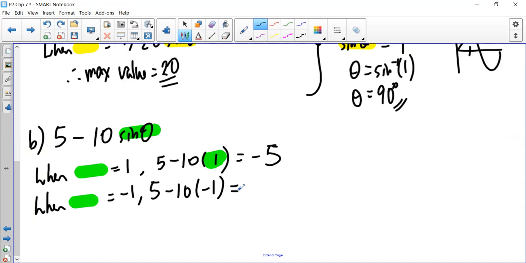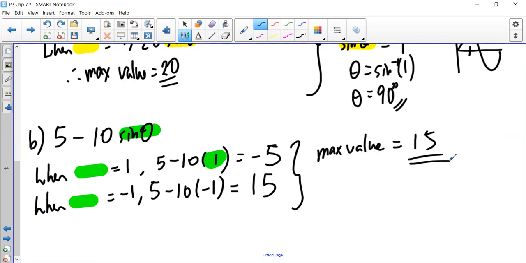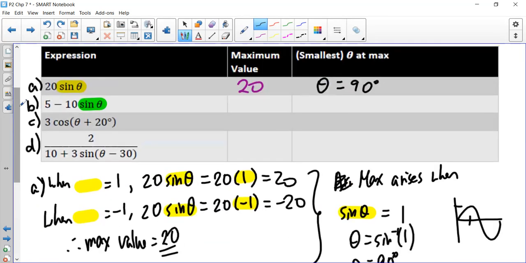Equals, now 5 minus 10 times -1 is 15, I believe. I can't trust my mental maths. Yeah, that's right. So remember what I said, it's not always to substitute 1 to give you a final maximum. In this case, the max value is 15, and that's the answer.